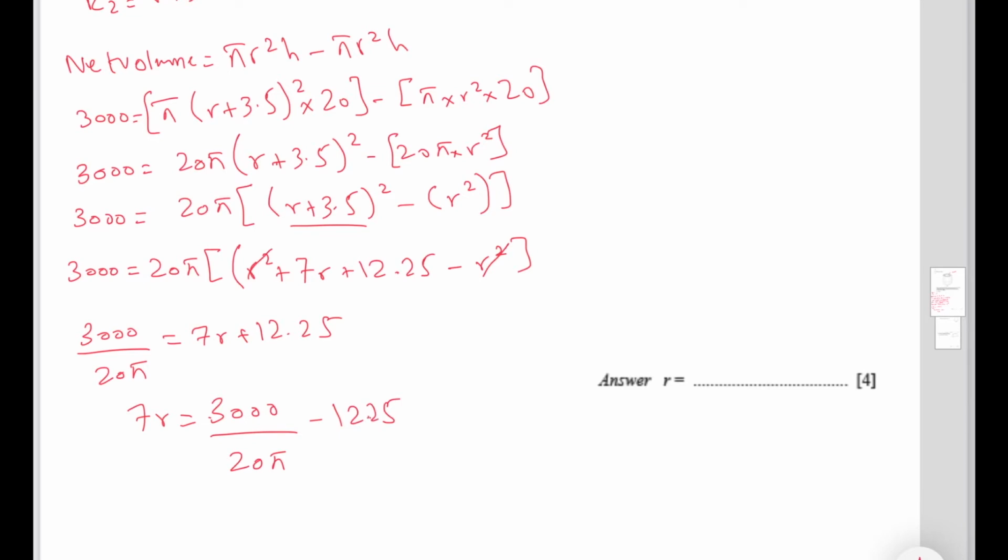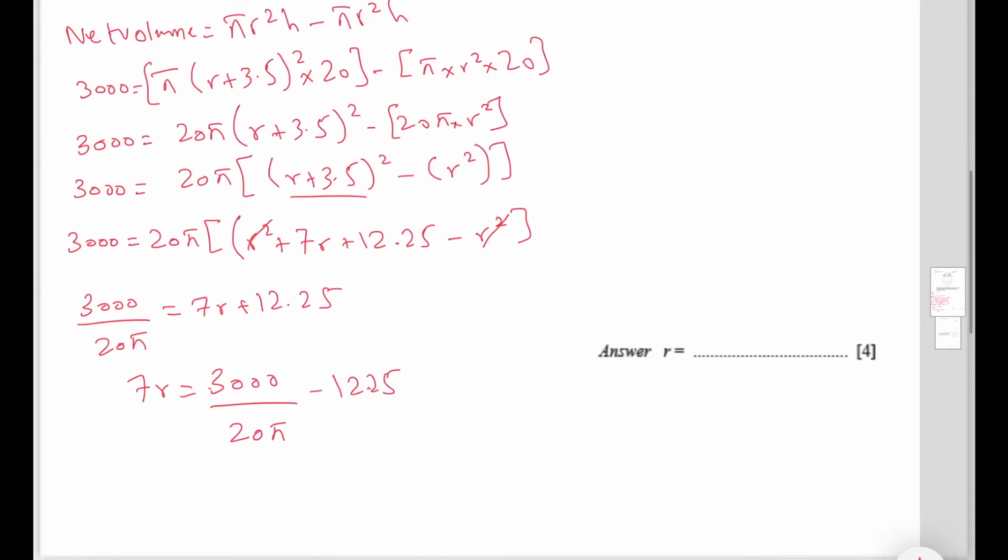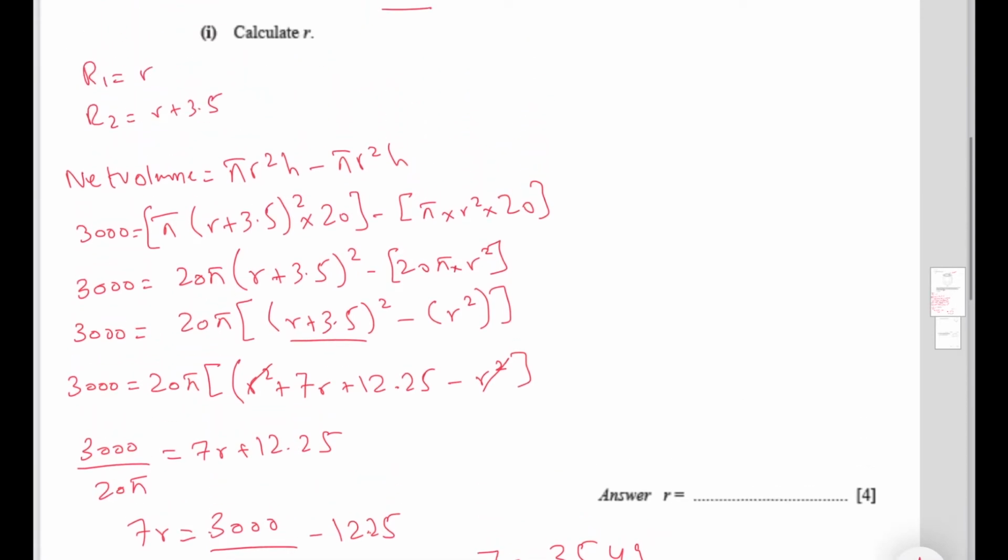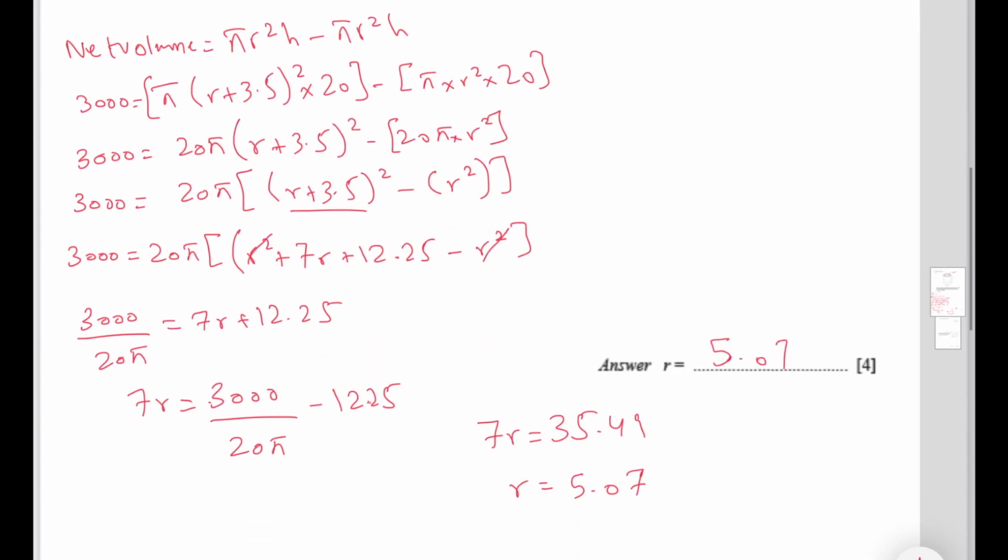Okay, let's plug this into the calculator. We have 3000 divided by 20 times pi, which gives 47.746, minus 12.25. Using 3.142 for pi and subtracting 12.25 from it, we have 35.49. So 7r is equal to 35.49. r is equal to 5.07. So the value of r, you write it over here, 5.07 centimeters.